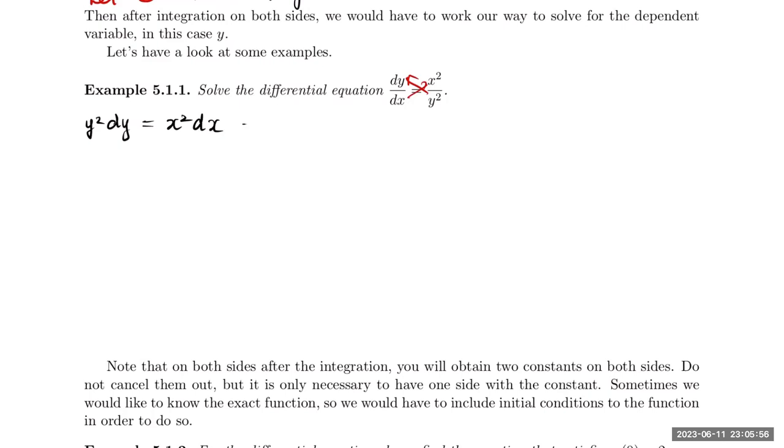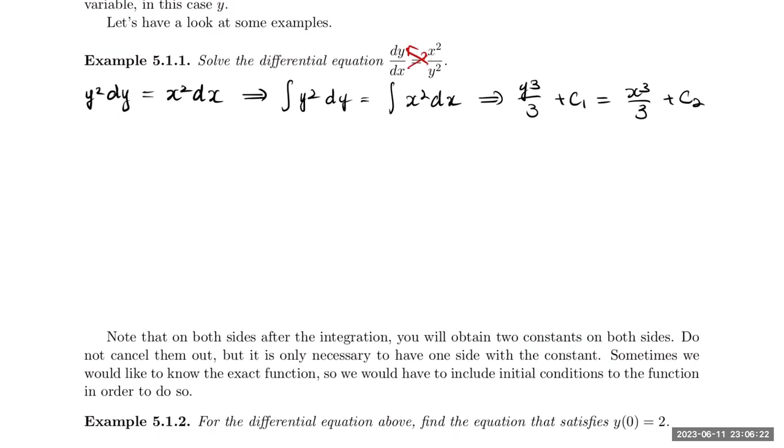So if I integrate both sides, I have the integral of y squared dy and the integral of x squared dx. That would come out to be y cubed over 3 plus c1, which is equal to x cubed over 3 plus c2. Now I could multiply both sides by 3 so that I get y cubed plus 3c1 equal to x cubed plus 3c2. I'm going to bring the constant to the other side just to make it easier for us. So y cubed is now going to be x cubed plus 3c2 minus 3c1.